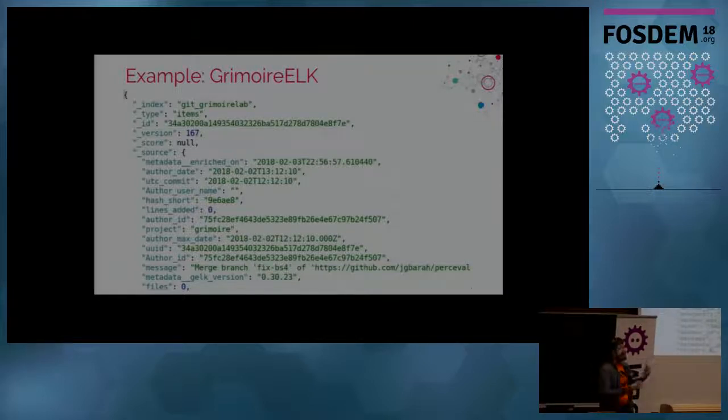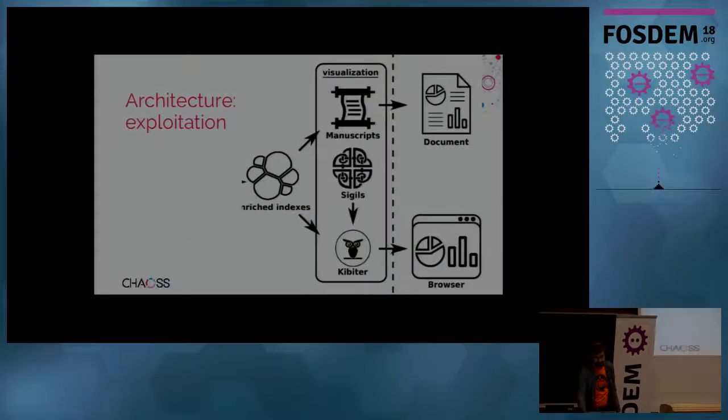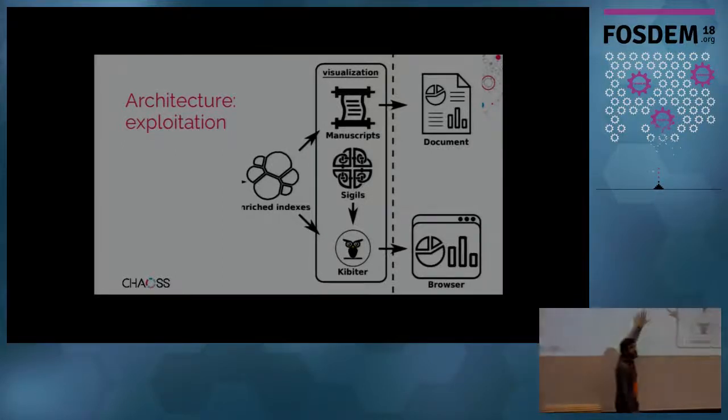Because it already has the structure of a table, you can directly import this into a pandas data frame to do things with it, for instance, if you want. And this is a summary of the architecture for exploitation. Everything is in the Elasticsearch database, so you can directly connect Python or anything else to it and exploit the information that way. You can also connect here to other tools.